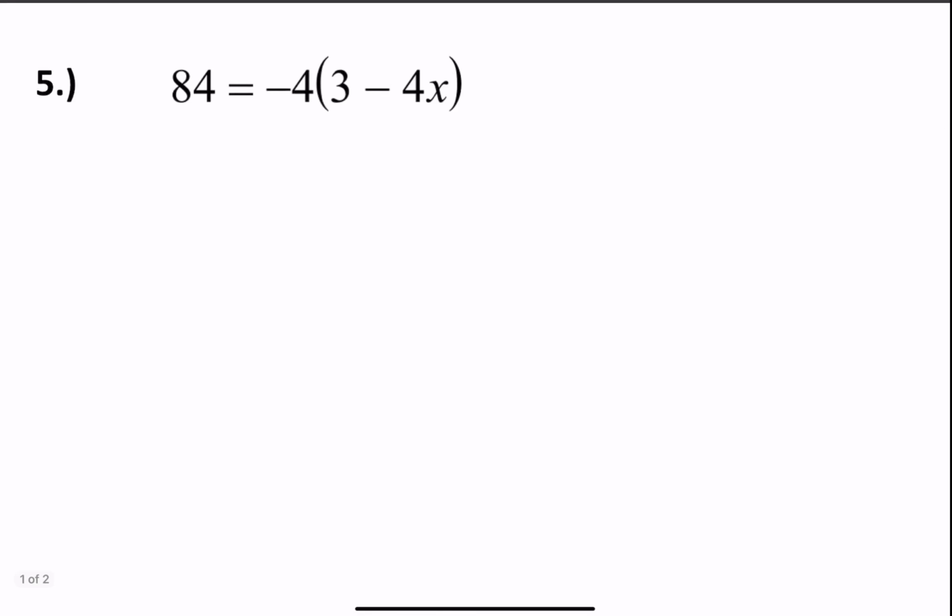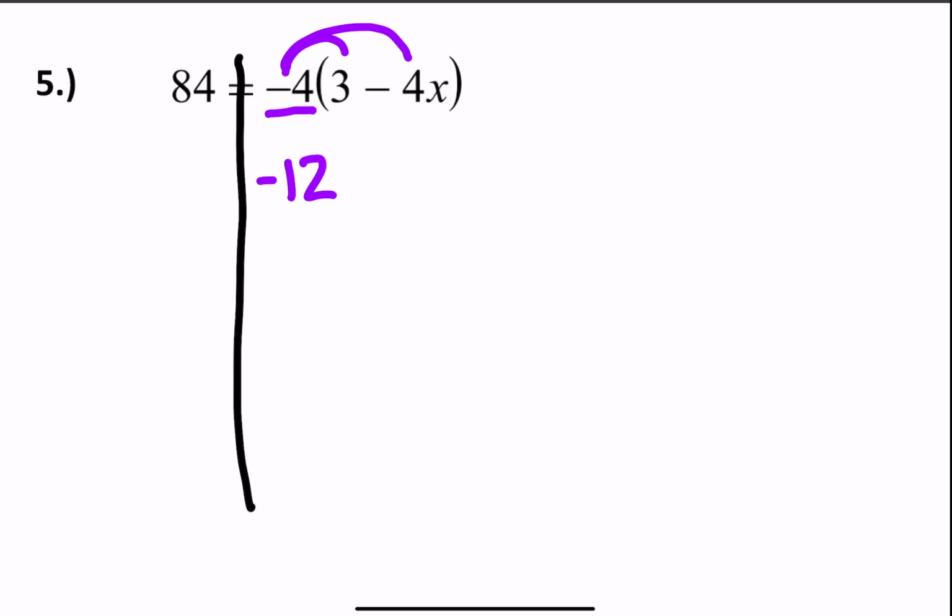Again, this is a video, so you can always pause and go back. Balance bar. Okay, I see I have a parenthesis, so I need to multiply this negative 4. Negative 4 times 3 is negative 12. Negative 4 times negative 4x is a positive 16x. Bring down the equal sign and the 84 because they're not being multiplied.